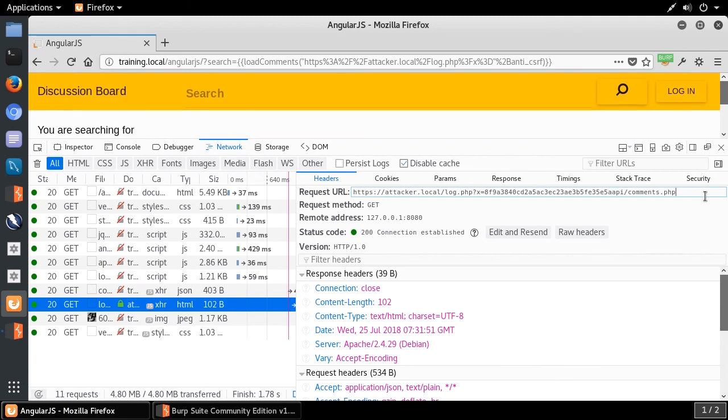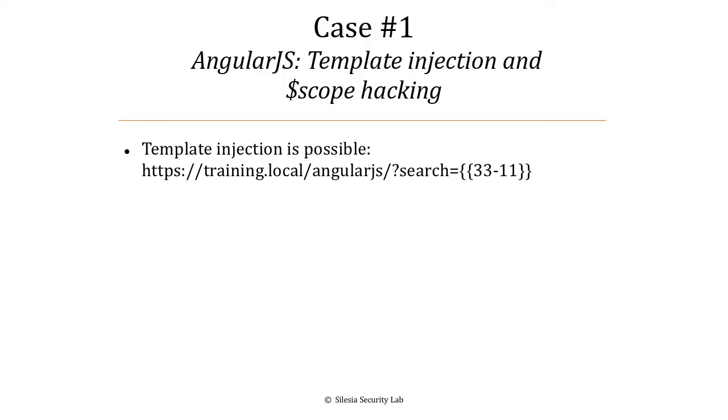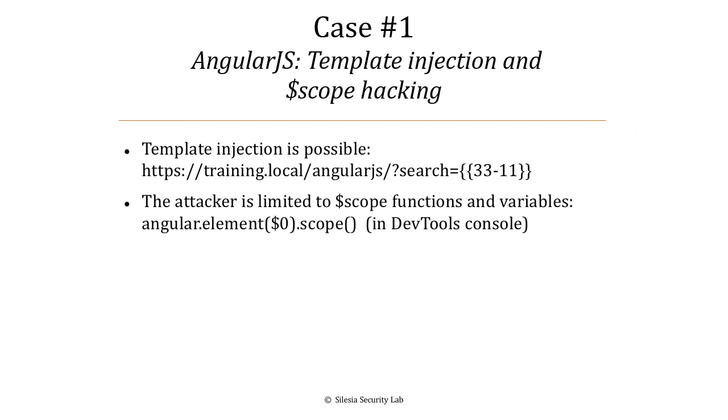And let me now go to the slides so that it is even more clear for you. So let me wrap up everything. First I started with template injection. In my example, I used 4-1, but you can put whatever you want, an arbitrary expression like, for example, 33-11. Why not? I told you that the attacker is limited to scope functions and variables.